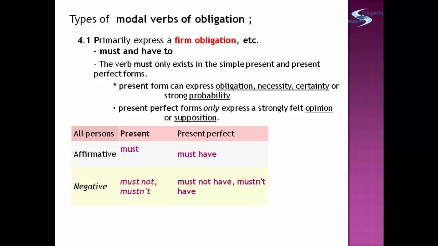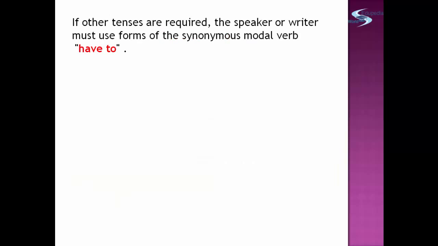In all persons of the subject, we have affirmative. In the present tense, we use must. In the affirmative present perfect, must have. In the negative present, we use must not or mustn't. And in the present perfect, we use must not have, mustn't have. Example: you must see a doctor at once. If other tenses are required, the speaker or writer must use forms of the synonymous modal verb have to.